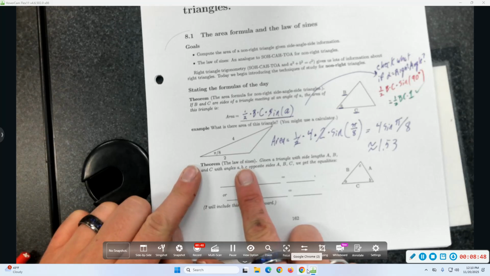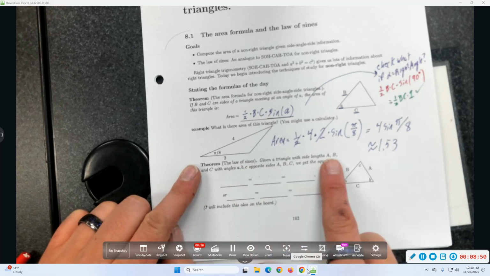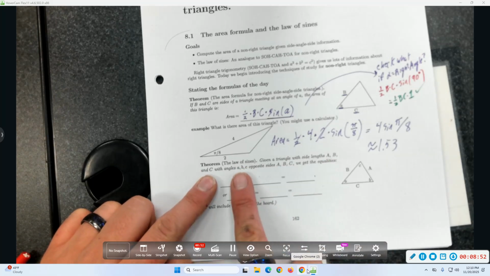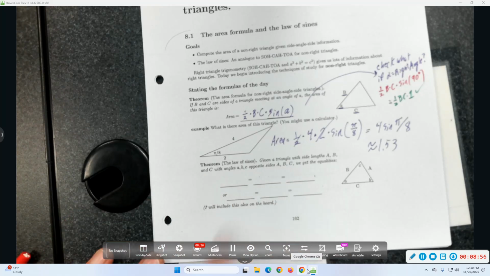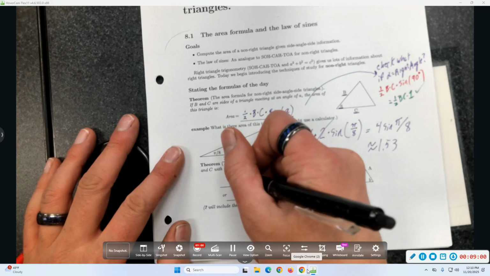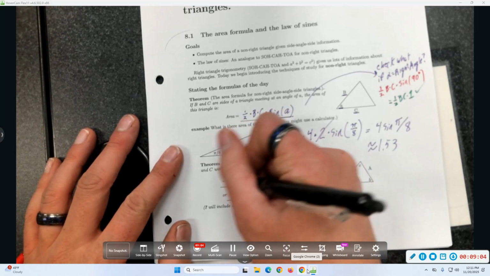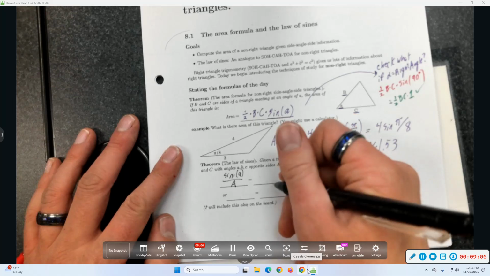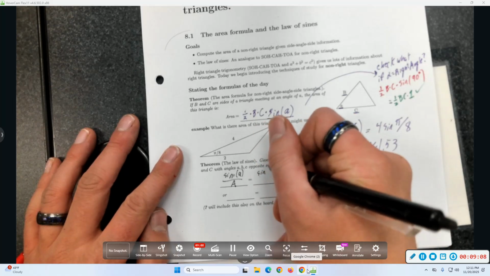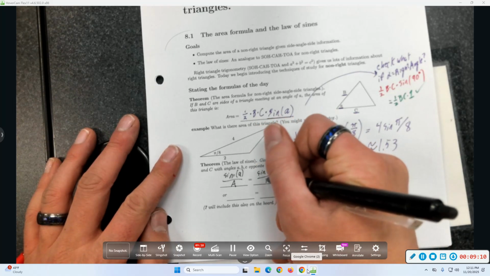The law of sines. If I give you a triangle whose side lengths are a, b, and c, and angles little a, little b, and little c are opposite the side lengths with the same name, then you get the following equations. If you take the sine of one of the angles and divide by the side length opposite, you'll get the same no matter which one you pick.